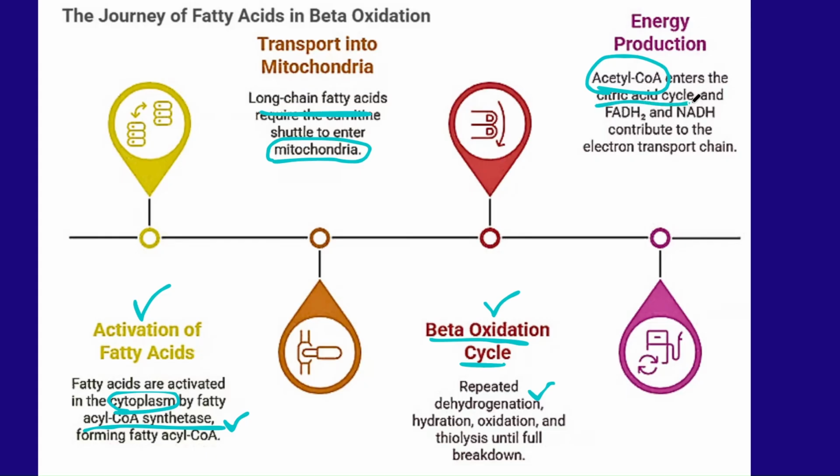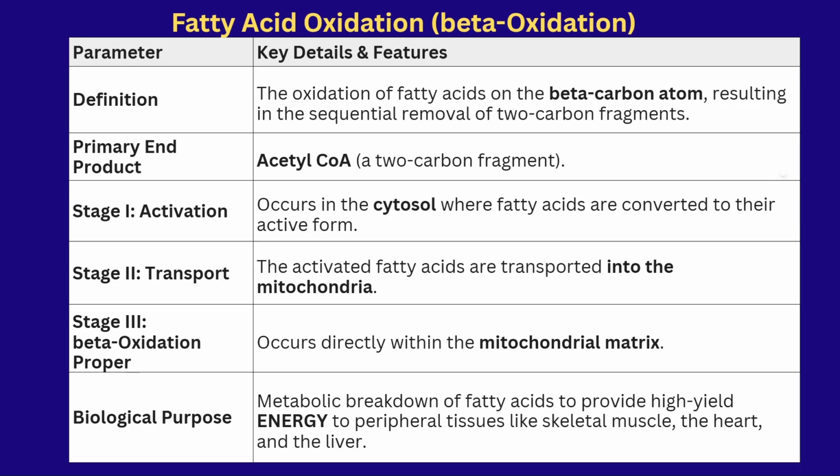This acetyl-CoA enters into the citric acid cycle. It is also called the TCA cycle, where finally this produces FADH2 and NADH. The acetyl-CoA is converted into FADH2 and NADH, and these enter into the electron transport chain, the ETC. From there, these are used to produce ATP. So finally, we are breaking the fats to produce energy only. So the final end product is energy only, that means in the form of ATP. So this is the overview of beta oxidation.